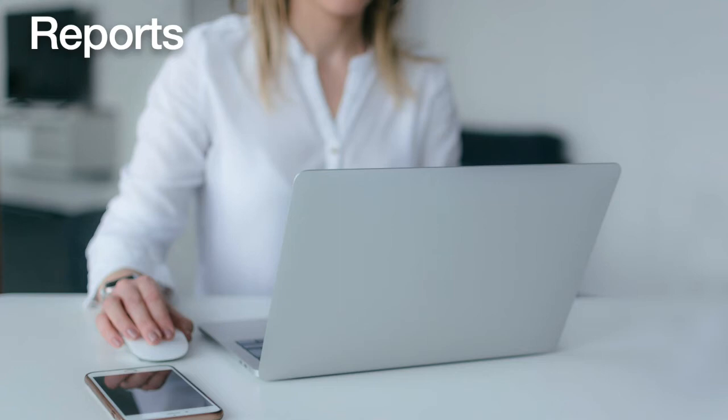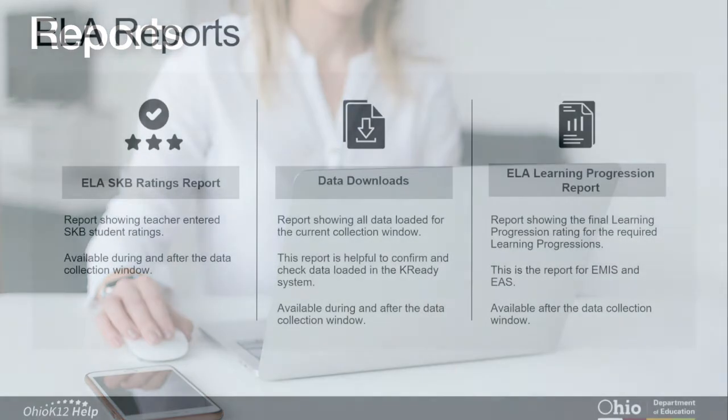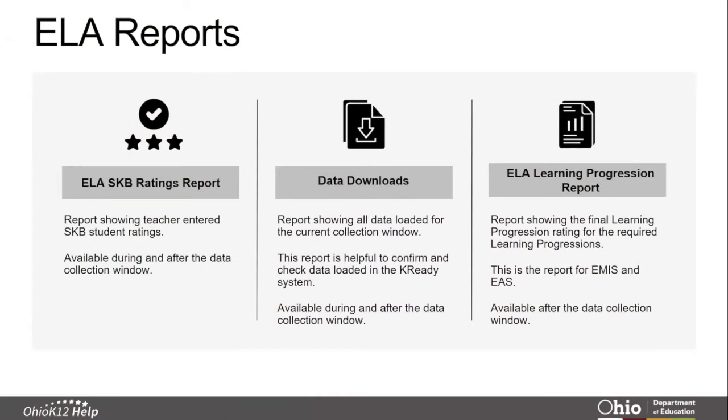Reports you can pull for the early learning assessment. The first one here is the SKB ratings report. This is going to show all your students in the program with all 72 SKBs listed in the top row. And then any ratings entered for those students will be listed underneath those. This report is going to show the entire ELA.